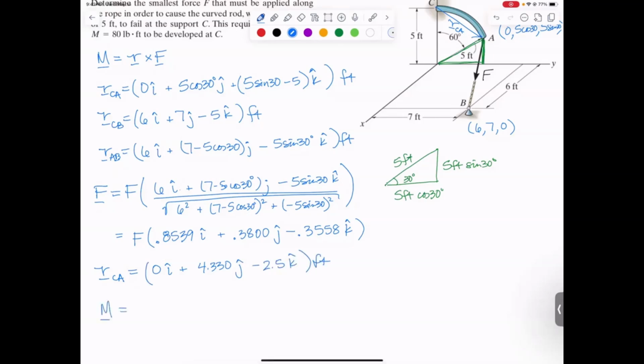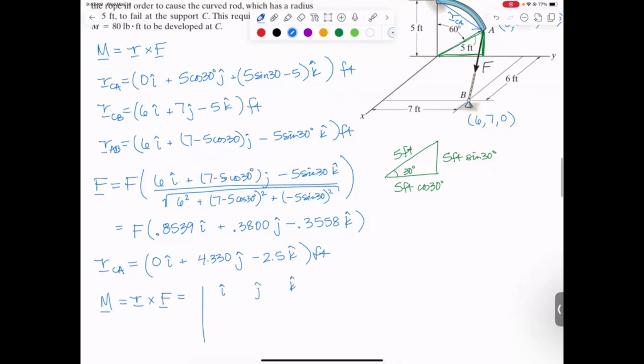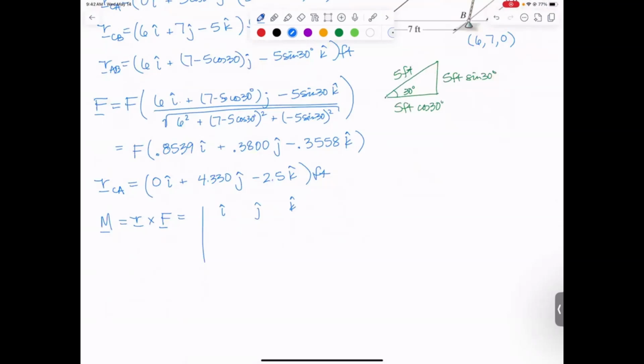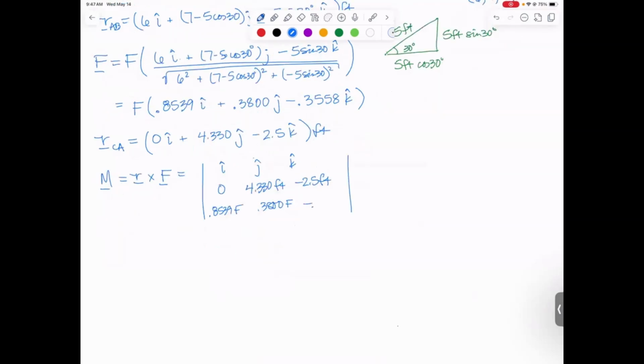The moment is r cross F. The way we write that down is we put an i, j, k across the top row. We put our position vector in next, which is going to be 0, 4.330 feet, minus 2.5 feet. And then we put our force vector, 0.8539F, 0.3800F, and minus 0.3558F. Signs are crucial in here. And this is a great point to just double check. Plus, plus, minus, plus, plus, minus, and plus, plus, minus, plus, plus, minus. Because if you miss any of those negative signs, you're going to be in trouble.